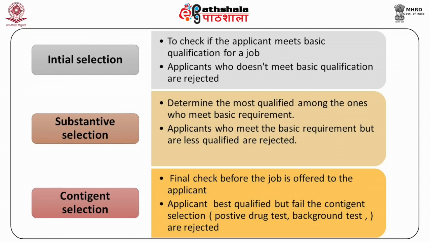Now what is initial selection? Here we check if the applicant meets the basic qualifications for a job, and the applicant, if he doesn't meet the basic qualifications, is rejected. In substantive selection, we determine the most qualified among the ones who meet the basic requirements, and applicants who meet the basic requirements but are less qualified are again rejected. In contingent selection, a final check before the job is offered to the applicant is done, and the applicant who is best qualified but fails the contingent selection, for example a positive drug test, background test, etc., is rejected.